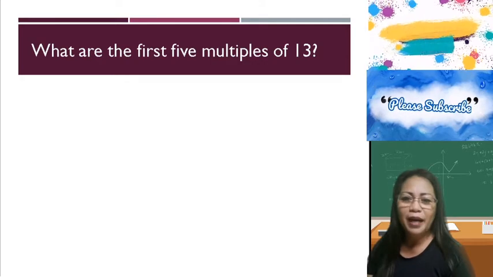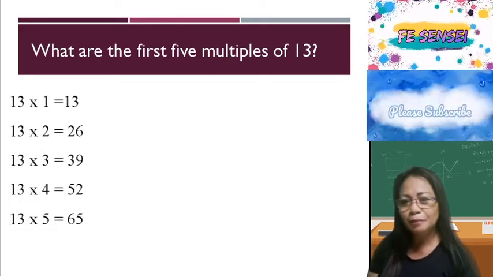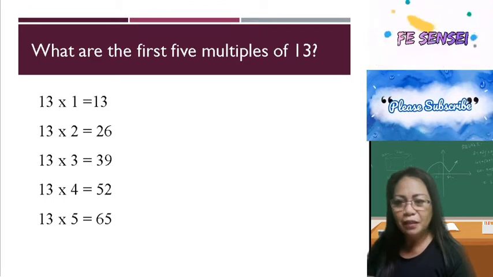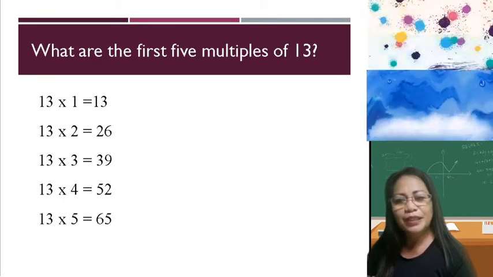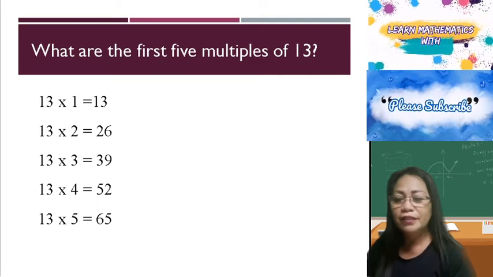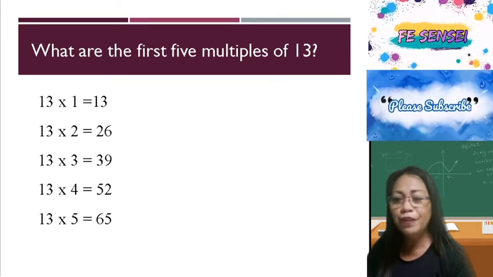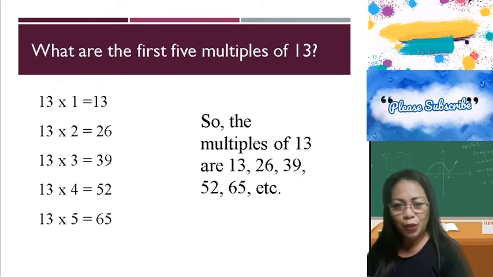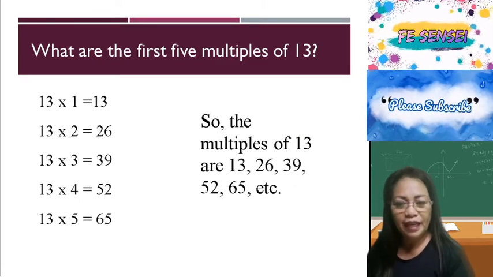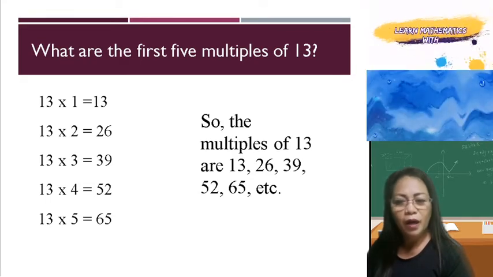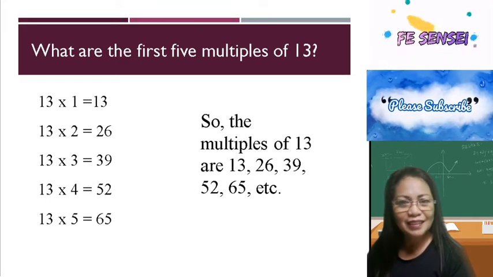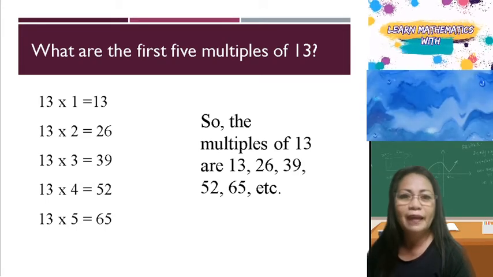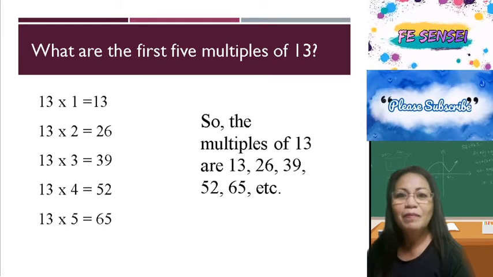What are the first 5 multiples of 13? 13 times 1 equals 13. 13 times 2 equals 26. 13 times 3 equals 39. 13 times 4 equals 52. 13 times 5 equals 65. So, the multiples of 13 are 13, 26, 39, 52, 65, and more.